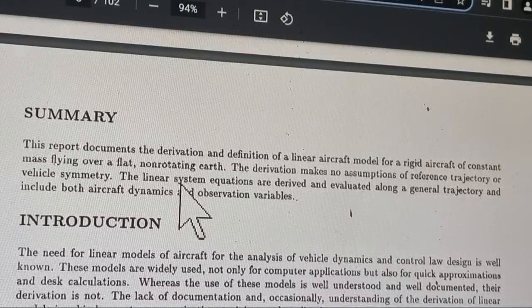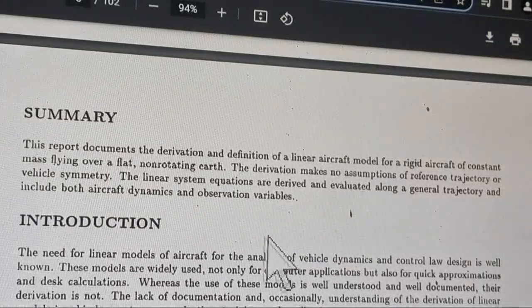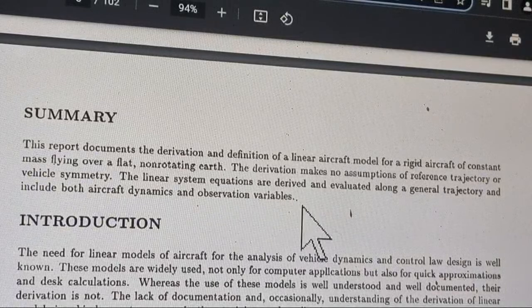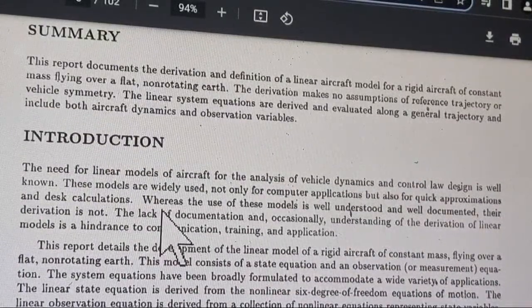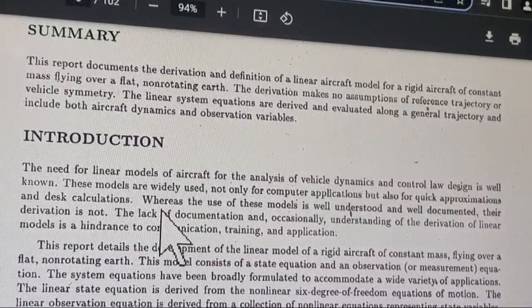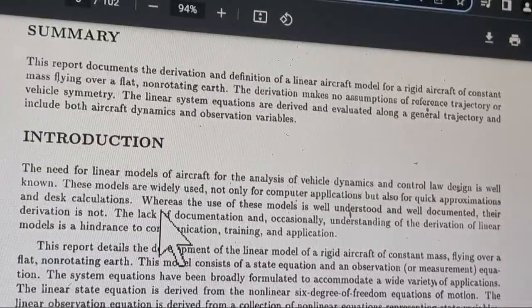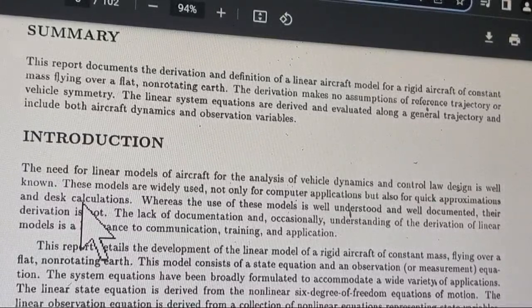Those are the dynamics of the aircraft, the moving parts, and observation variables. Okay, so now we go to the introduction. Then I'll have a question and answer period. And if you guys don't want to ask questions, I'll just give you a brief dissertation on why they do this.